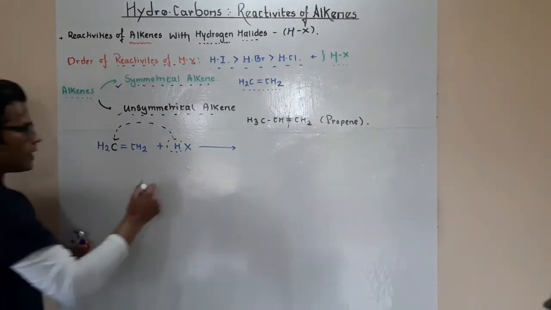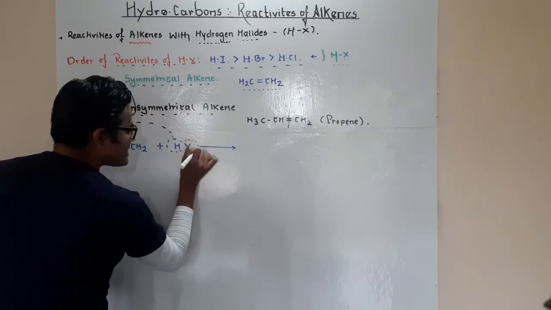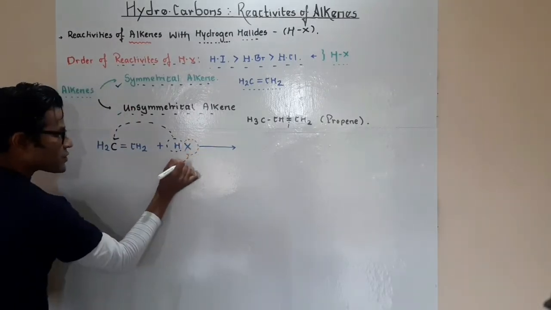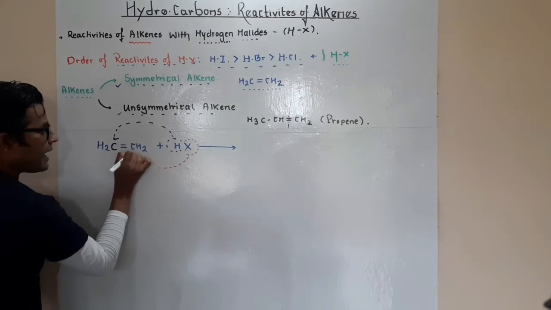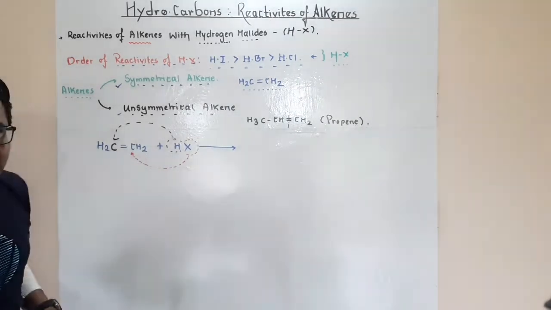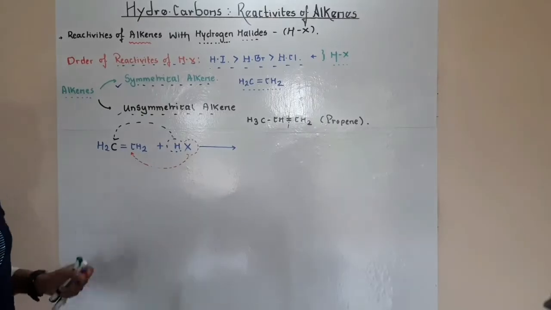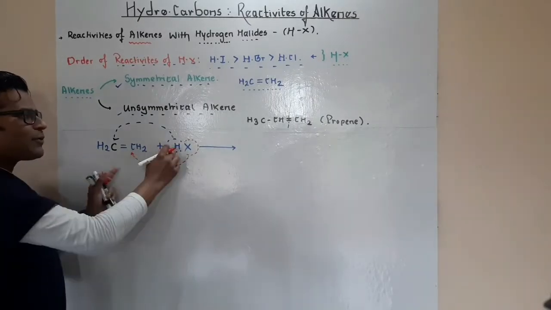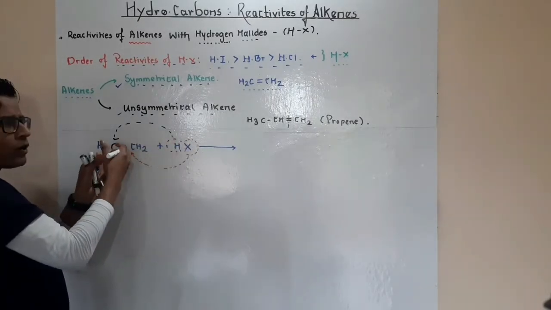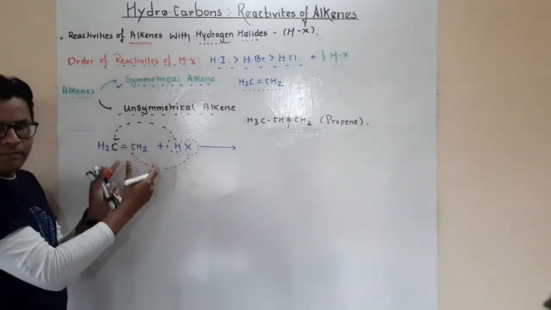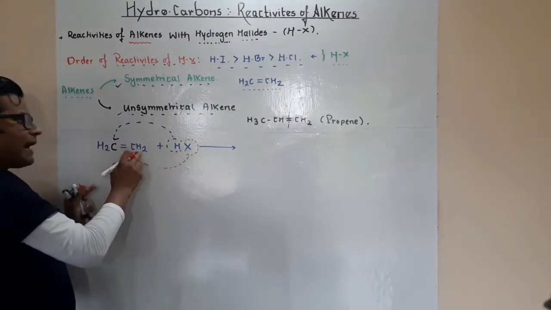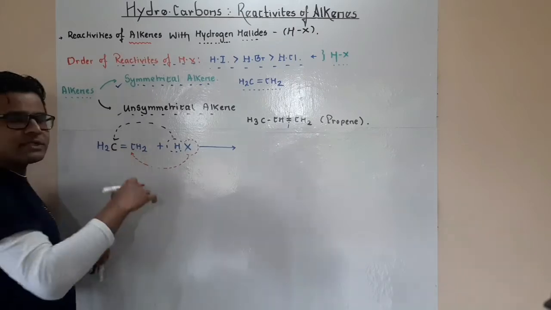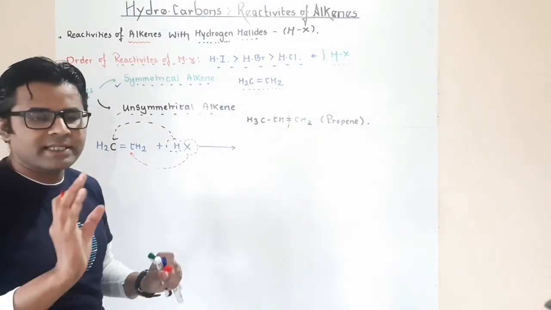While the next one, the halogen, will be reacting with the other carbon of the carbon-carbon double bond. Quite simple. If it is symmetrical, you can add the hydrogen wherever you want on the double bond, and the halogen can add to any of these carbons. This is a key point.